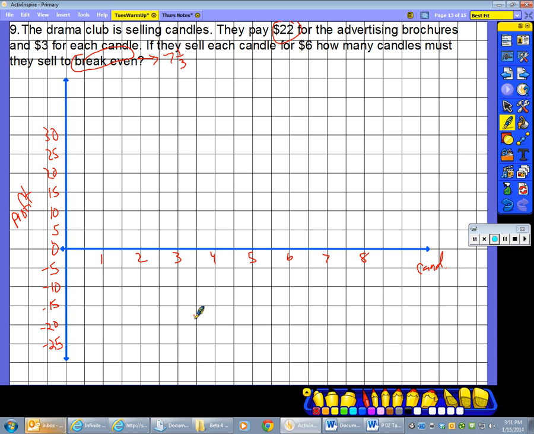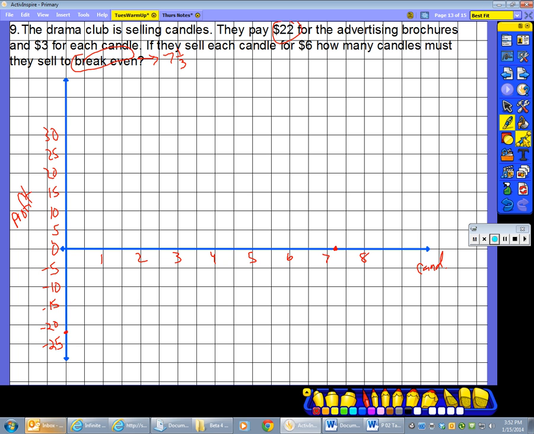So if we sell 0 candles, that means that I'm going to be in the hole $22. So that is roughly almost right there in the middle, but not quite. Okay? I'm going to be negative $22 if I don't sell anything. If I sell 7 1/3 candles, then 7 1/3 is about right there, because that's 7 1/2. 7 1/3 is roughly right there. I'm going to break even.